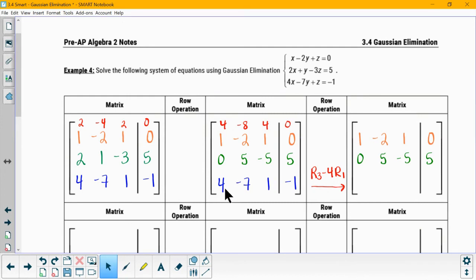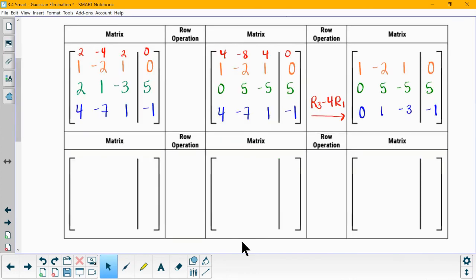And then I'm going to do 4 minus 4 is 0. -7 minus 8 is 1. 1 minus 4 is -3. And -1 minus 0 is just going to be -1. For the sake of organization, I'm just going to copy my matrix from up here down into my next matrix box. And now I have to take this 1 and turn it into a 0.